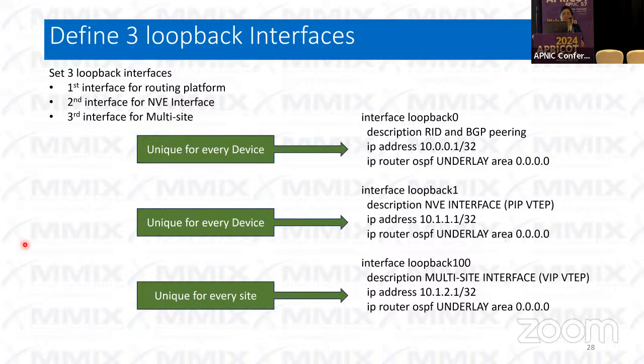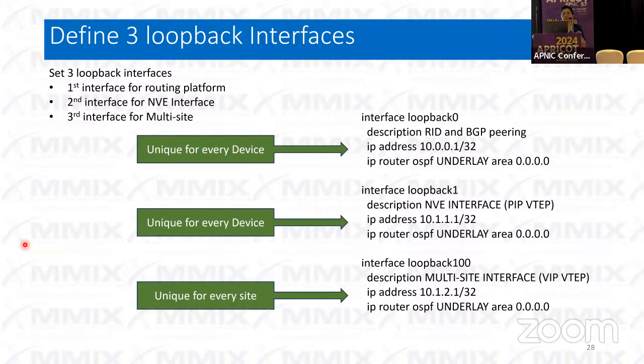So at first, you need to define three loopback interfaces. The first loopback is for the routing platform. The second loopback is for the NVE interface. The third interface is for the multi-site.